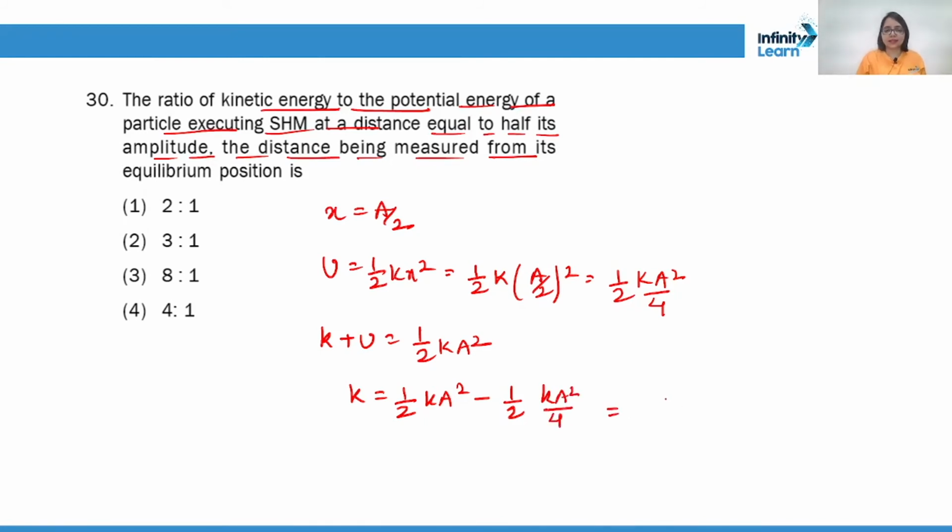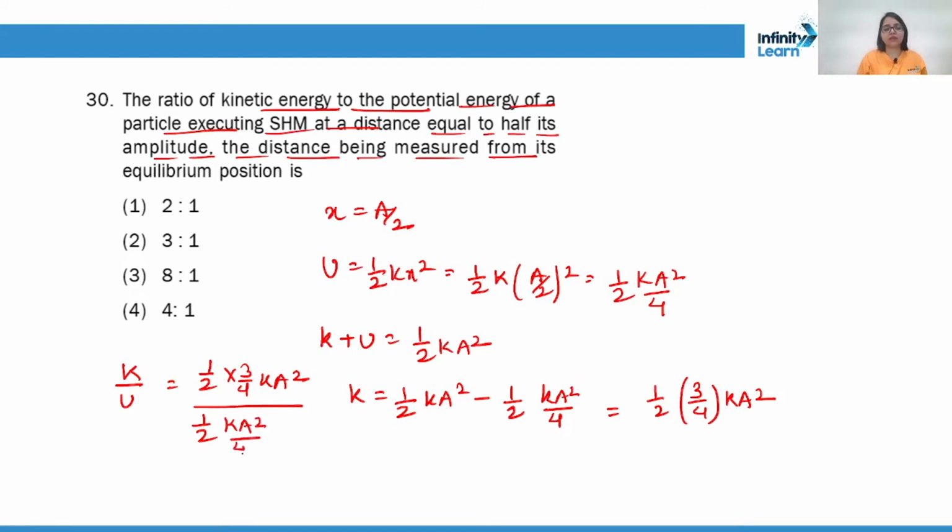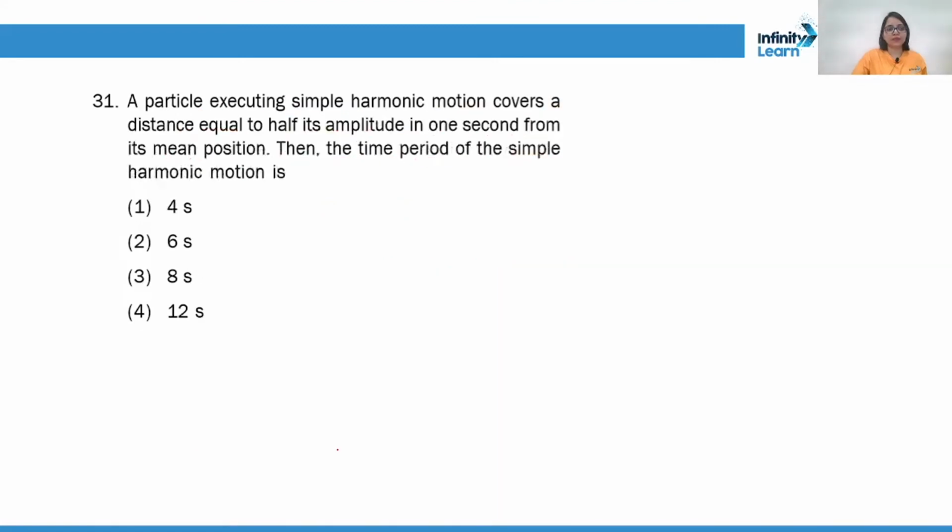So in this case, kinetic energy will be 1 by 2 into 3 by 4 k a square, right? So ratio of kinetic to potential, K upon U, will be 1 by 2 into 3 by 4 k a square divided by 1 by 2 into k a square by 4. So this will cancel this, 4 will cancel 4, and k a square will cancel k a square. So we have correct answer as 3:1, which is option 2.